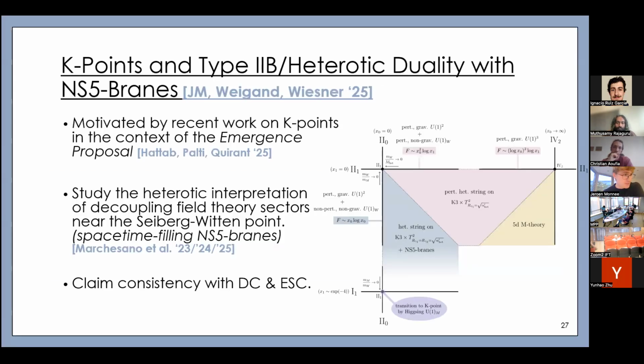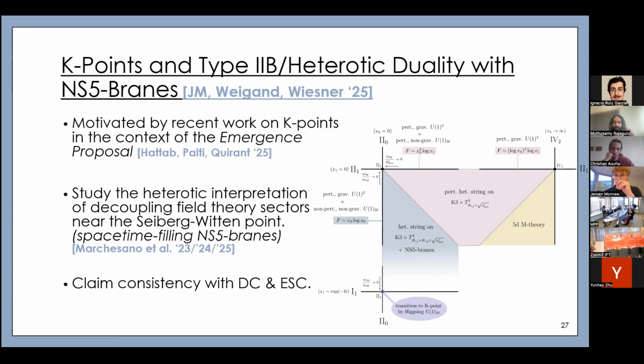Okay, so in my last minute, let me just quickly flash or advertise this paper that we put out last week, which is about K-points in type 2B heterotic duality with NS5 branes. So here the one goal of our paper was to go into more detail on the heterotic interpretation of these type 2 limits, in particular looking at these decoupling field theory sectors near what is called the Seiberg-Witten point. And we argued that this might involve inclusion of some space-time filling NS5 branes.